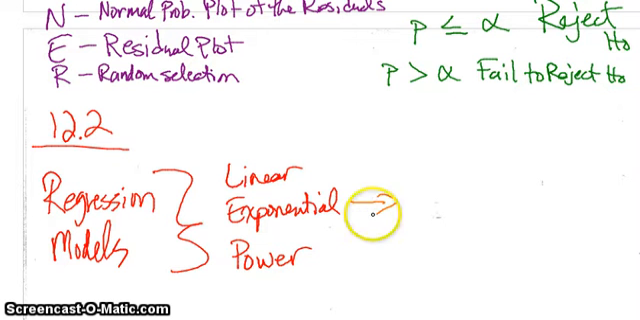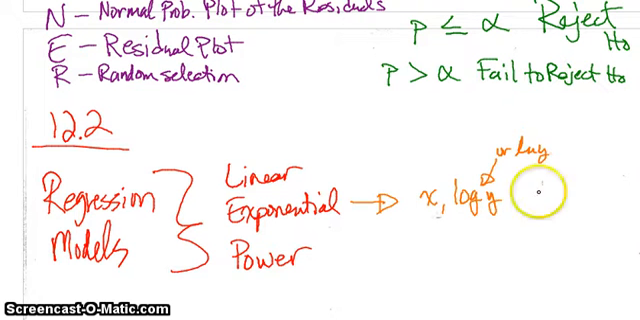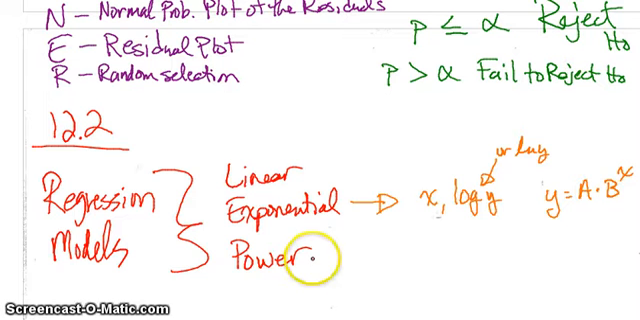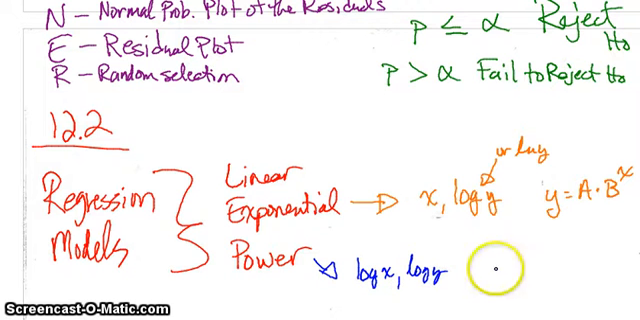Exponential. How do we arrive at exponential? Remember, we're going to talk about x comma log of y or ln of y, which means that it's going to be in the form of y equals a times b to the x power. All right, keep that in mind, log or ln. Power model, please keep in mind for the power model, we're going to talk about log of x and log of y to transform our data, which means we're going to have y is equal to a times x to the b power. Okay?